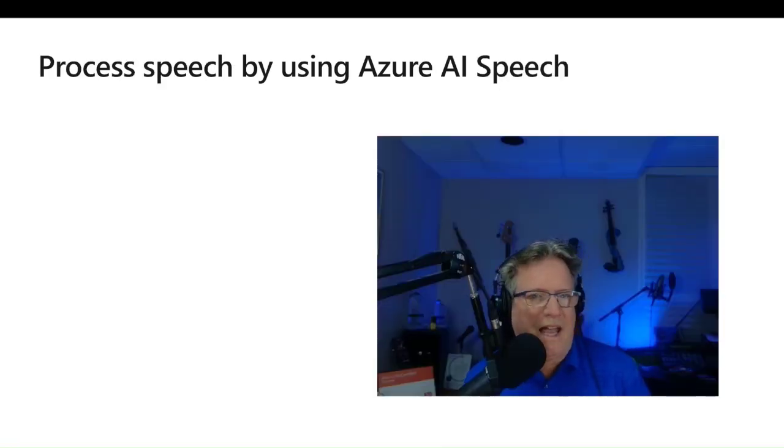Next, we're going to take a look at processing speech by using Azure AI Speech. There are three broad categories: implement text-to-speech, implement speech-to-text, and improve text-to-speech using speech synthesis markup language, or SSML. Text-to-speech enables applications, tools, or devices to convert text into human-like synthesized speech. The text-to-speech capability is also known as speech synthesis.